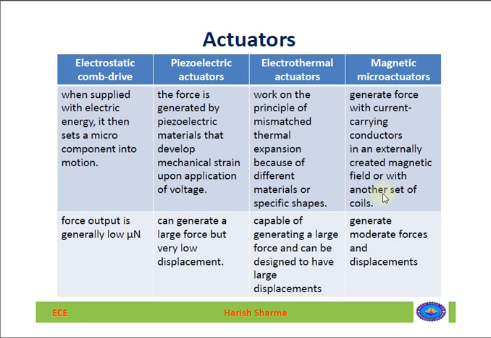Next is magnetic micro actuators. When we apply electric current to these actuators, they will generate force, and because of that they will move; there will be motion in the component. There may be relative motion between a coil and a magnet, or motion between a coil and two different coils.